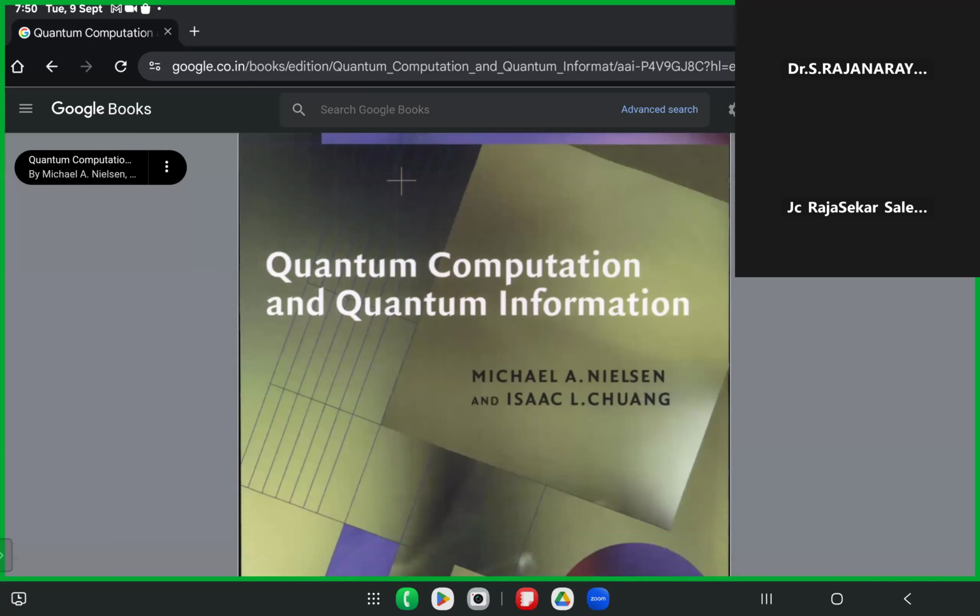This is the best book, and there is another book called Quantum Computing and Information, I think by Mermin. That book is also good. I use this book. In a way, it's kind of a Bible. Thank you, sir.